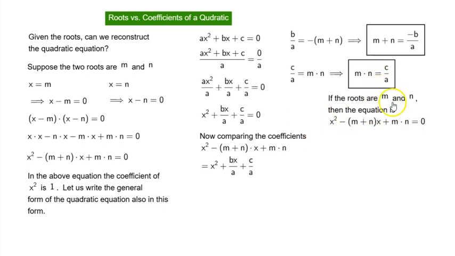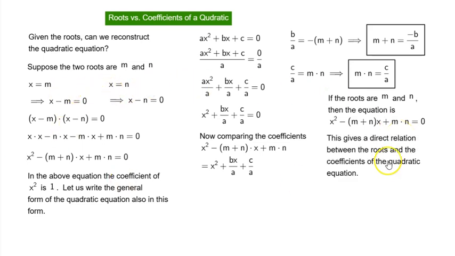So if the roots are m and n, then the equation is x square minus (m plus n) times x plus m times n is equal to 0. This is a straightforward way of finding the equation if the roots are given. So this gives us a direct relationship between the roots and the coefficients of the quadratic equation.